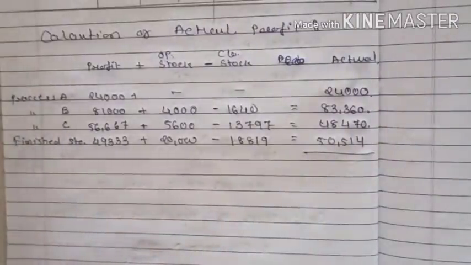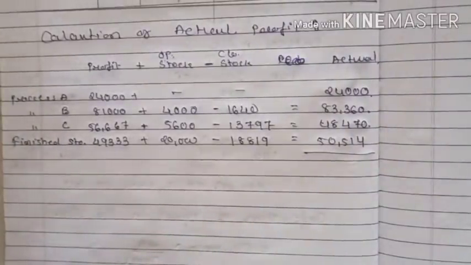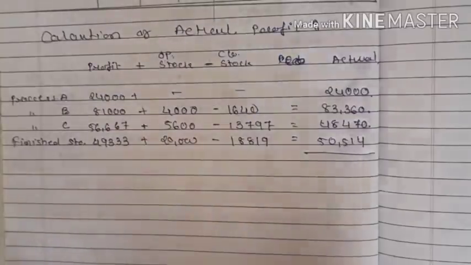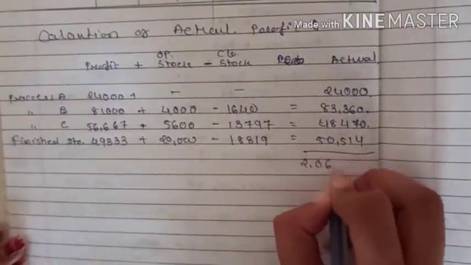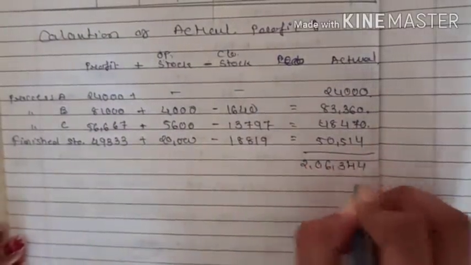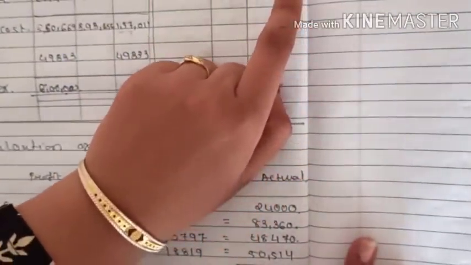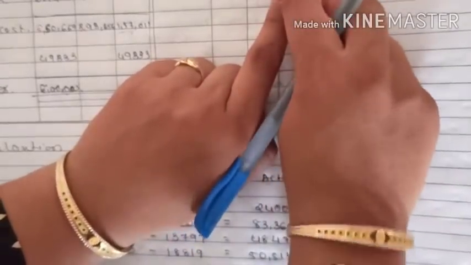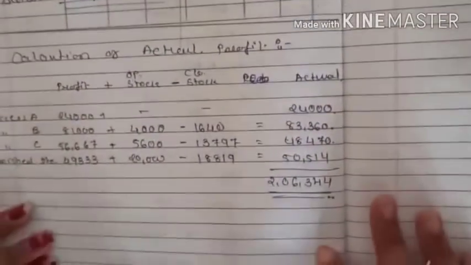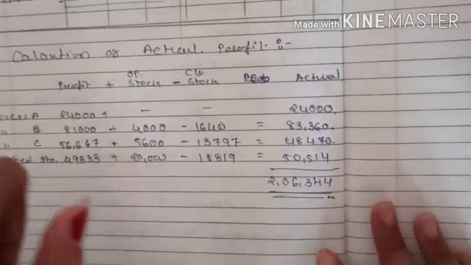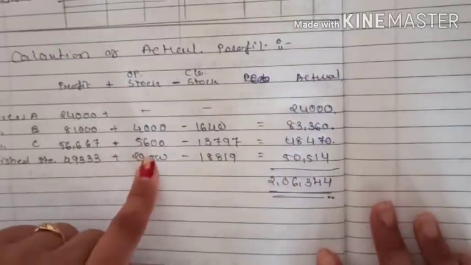Let's total it out: 24,000 plus 83,360 plus 48,470 plus 50,540. Total profit is 2,06,344. The same value that we have realized in the finished stock account, right? There is the actual profit statement, right?